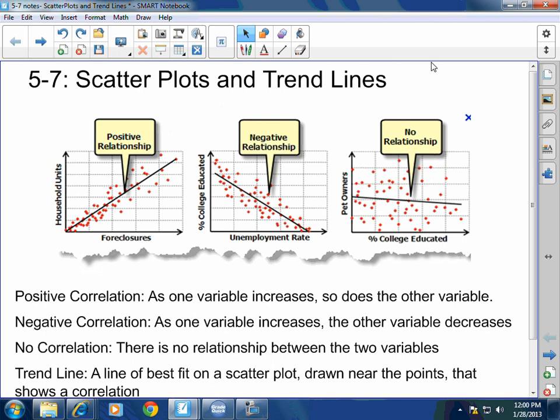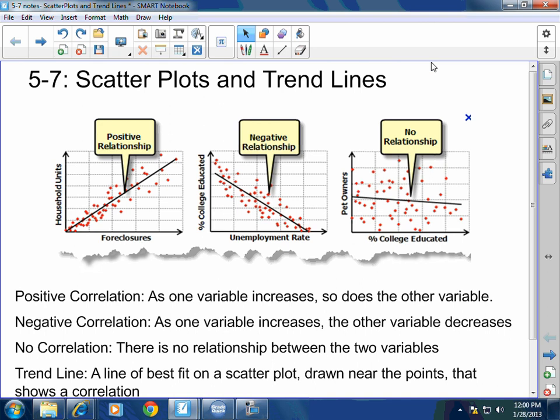So today, we're going to talk about scatter plots and trend lines. Now, you can get really complicated with this stuff, and we're not going to get that complicated. There is something called a correlation coefficient. It is represented by a lowercase r, and it can be found using a scientific calculator. We don't use calculators in this class, so we are not going to worry about the correlation coefficient.